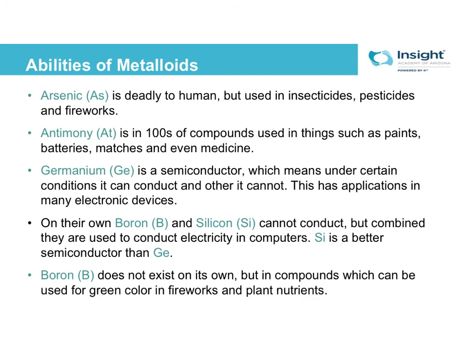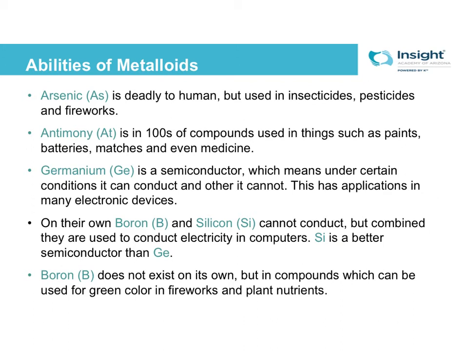Alright. I just pulled this out of the readings, that way you can have these for some notes, because I know you'll see some questions related to particular characteristics of a given metalloid. But here is something about each of them. For example, arsenic, which you've probably heard of before, and possibly arsenic poisoning. It is deadly to humans, but it does have applications in insecticides, pesticides, and fireworks.